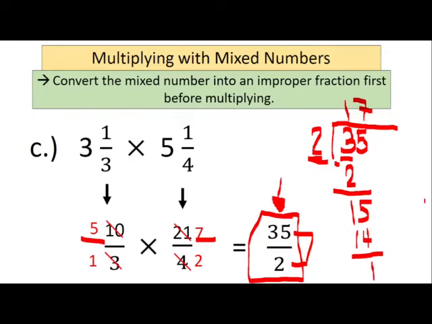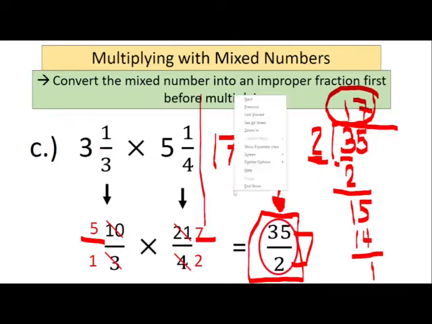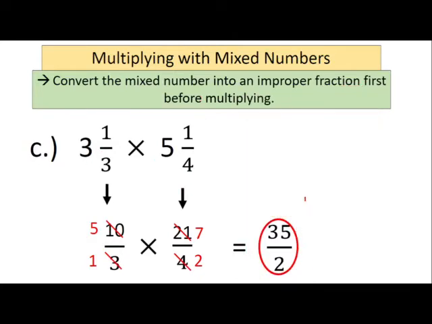Let's form the mixed number form of 35 halves. Remember, yung sagot dito, yung whole number. And then yung fraction form mo, syempre yung remainder, yung nasa taas. Then yung denominator mo, kakopy mo lang kasi siya. Our final answer here will be 17 and 1/2.